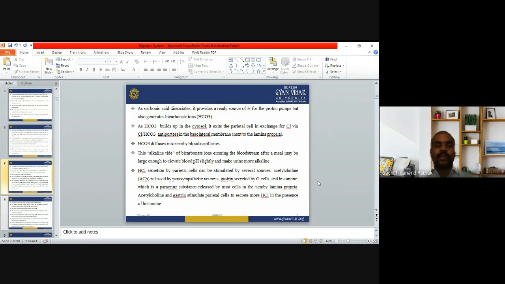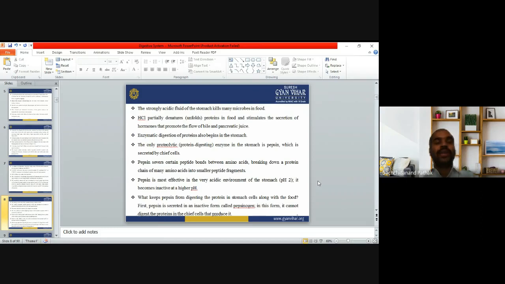HCl secretion by the parietal cell can be stimulated by several sources like acetylcholine released by parasympathetic neurons, gastrin secreted by the G cell, and histamine, which is a paracrine substance released by the mast cells in the nearby lamina propria. Acetylcholine and gastrin stimulate the parietal cells to secrete more HCl in the presence of histamine. It is also a reason that gastrin is called a potent ulcer inducer, because gastrin stimulates the parietal cell to secrete the HCl.